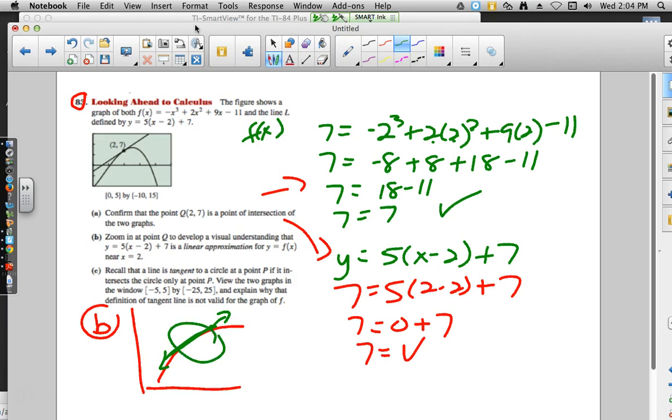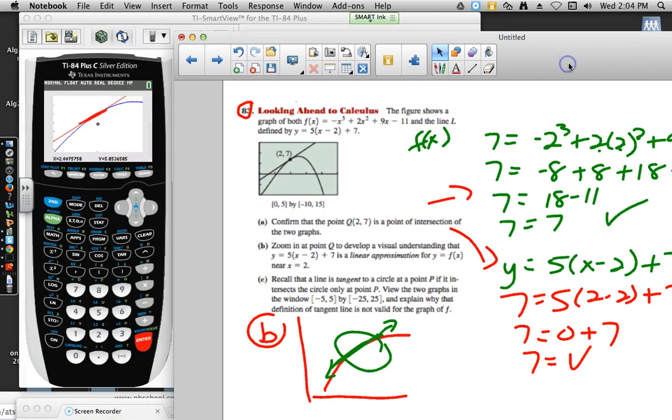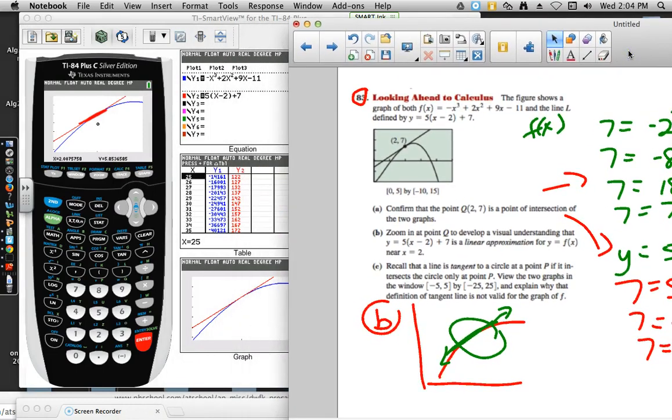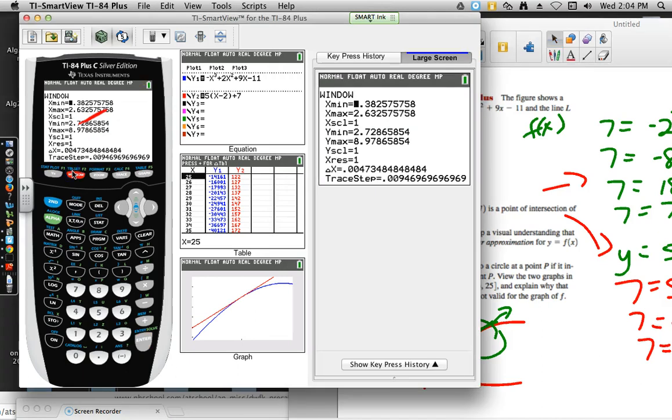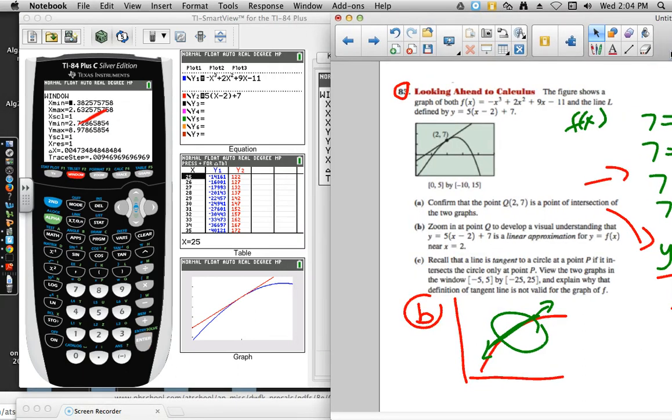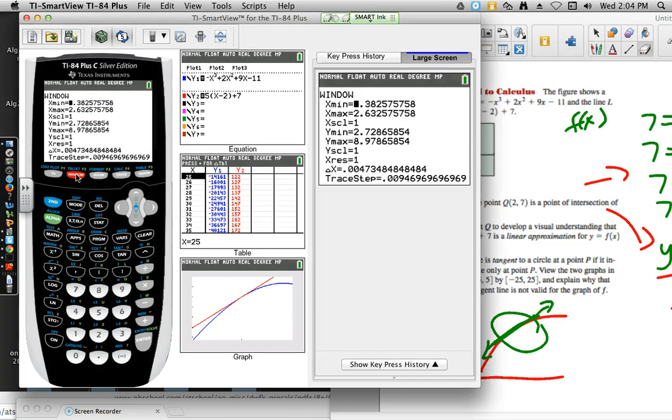C says, recall that a line is tangent to a circle at a point P if it intersects the circle only at point P. View the two graphs in the window, negative 5 to 5, negative 25 to 25, and explain why that definition of a tangent line is not valid for the graph of f. Well, all right, let's change our window. They're saying we want negative 5 to 5. So let's make it happen. And negative 25 to 25.